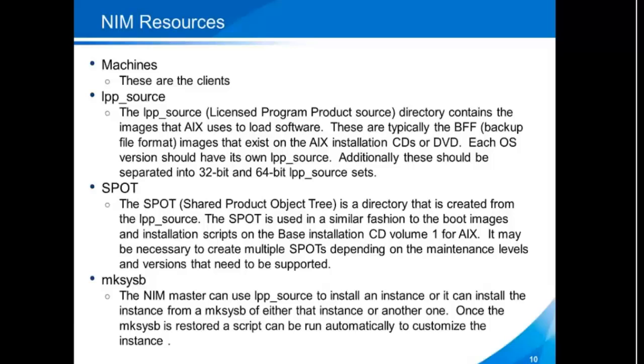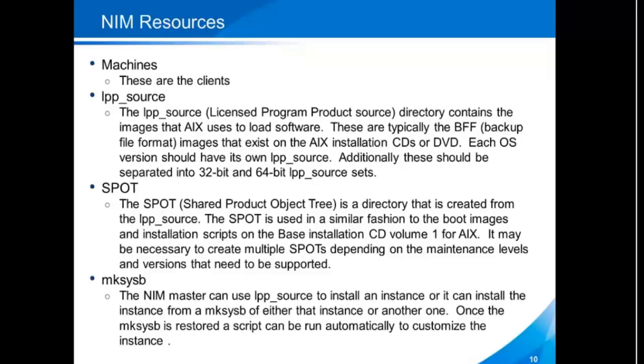The LPP source is a directory that's going to contain all of the images AIX uses to load software. Under LPP source, you will find that each version and technology level, etc., that you want to define would be in a separate directory, and they would have a NIM name that refers to that. These are basically the BFF images that the AIX installation CDs and DVDs have.